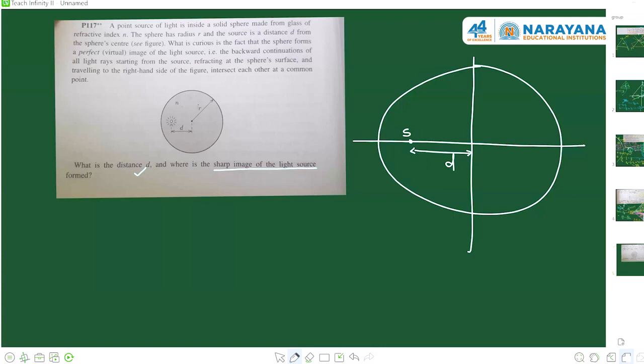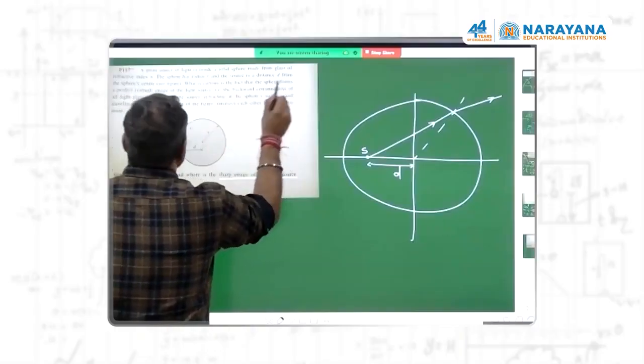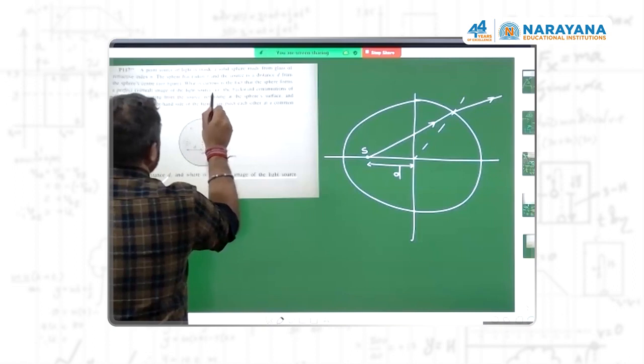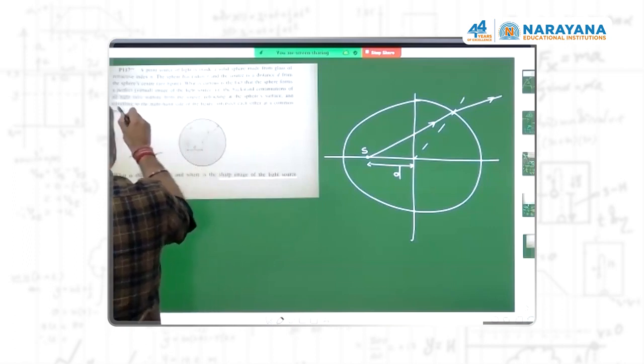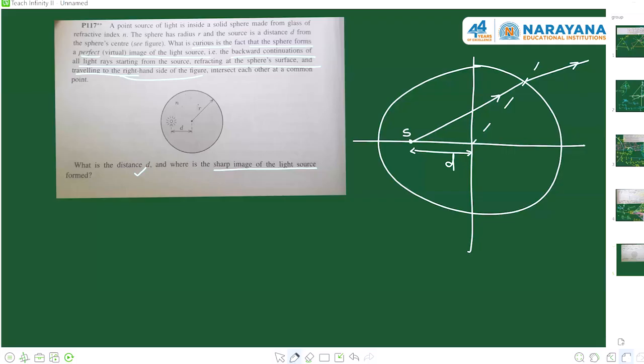So he's saying first of all, we need to understand whether what he is trying to say is practically possible or not. He is saying that for all these rays, let's take a ray which is hitting somewhere here. This is the normal, it deviates away, it comes out. Because he explains everything that if you read it, what is curious is the fact that the sphere forms a perfect virtual image of the light source. That is, the backward continuations of all the light rays starting from the source, refracting at the sphere surface and traveling to the right side of the figure, intersect each other at a common point. So he has explained that. Tell me what is the value of d and where is the sharp image of the light source formed?